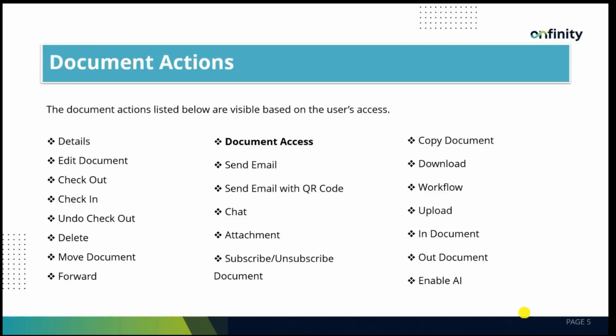First, details. Edit document, checkout, check-in, undo checkout, delete, move document, forward, document access, send email with QR code, chat, attachment, subscribe, unsubscribe document, copy document, download, workflow, upload, in document, out document, enable AI. These actions are visible based on the user's access. In this training video, I will cover the highlighted action.